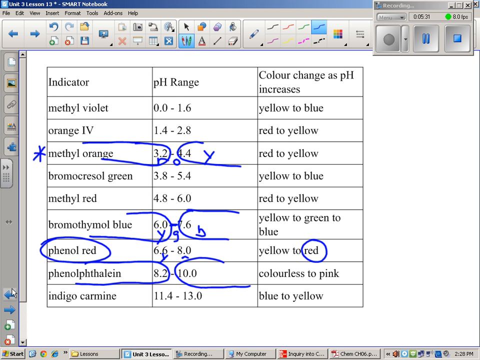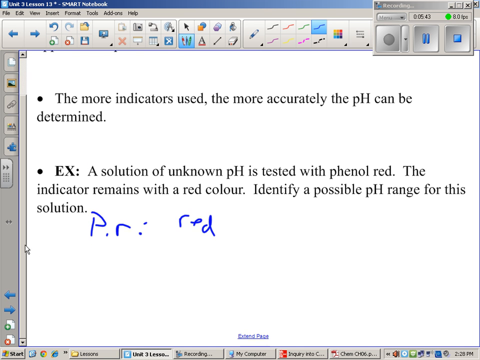So what can you deduce from that? If you put phenol red into this solution and it stays red, well, it's 8.0 or higher. That's all you can say. So this didn't really narrow it down at all, did it? 8.0 and higher. I guess it eliminated about half of the pH range. And that's all you would put for that, and you'd be done.